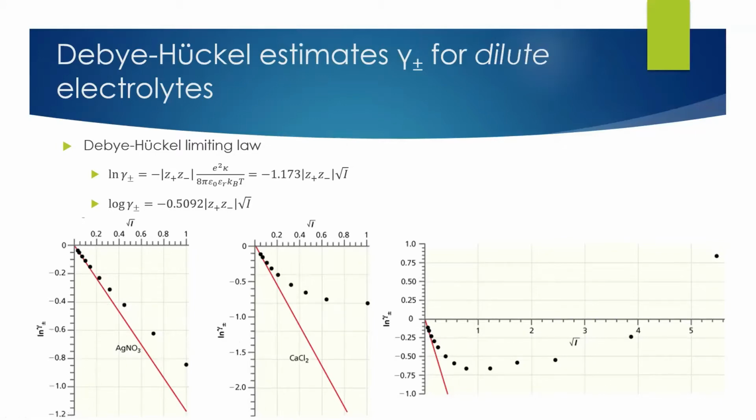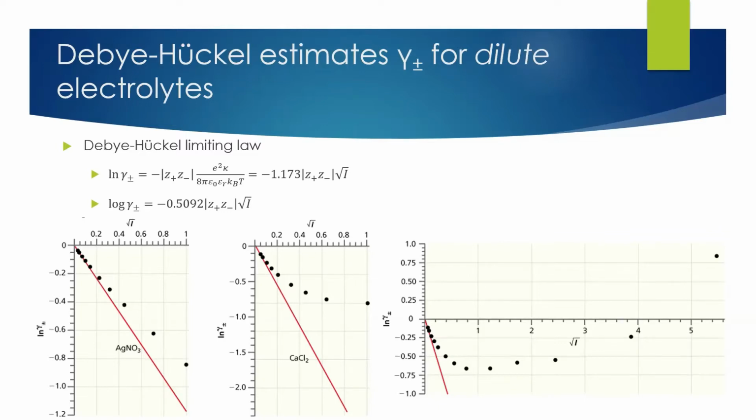For this reason, we call this a limiting law, because it works under limiting situations, namely dilute electrolytes. There are a lot of reasons why it fails for high concentrations of electrolytes, including not accounting for the finite volume of ions and assuming that they're point charges, and not considering that the solvent is actually molecules that interact with the ion as well. But the point is that this model works for low concentrations and not for high concentrations.